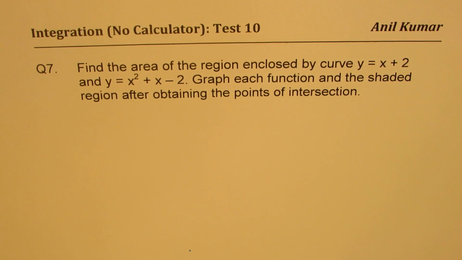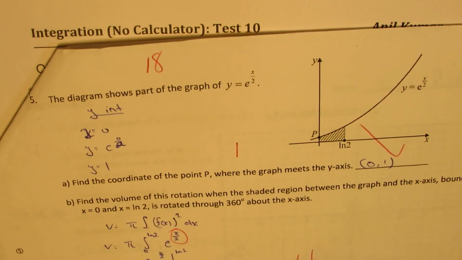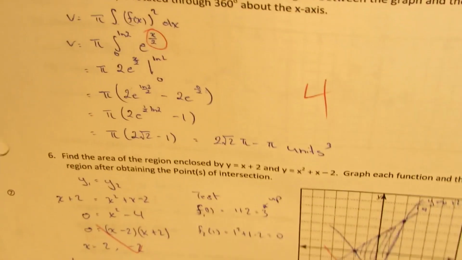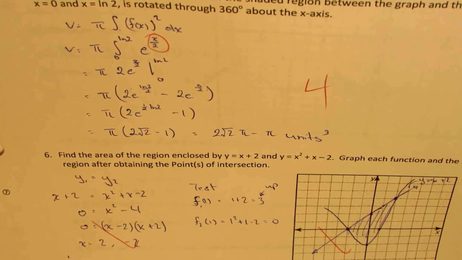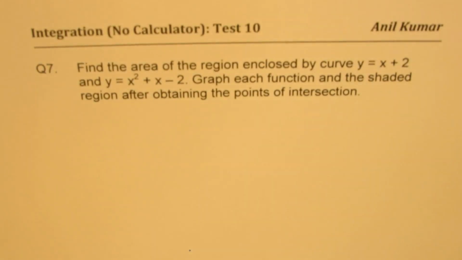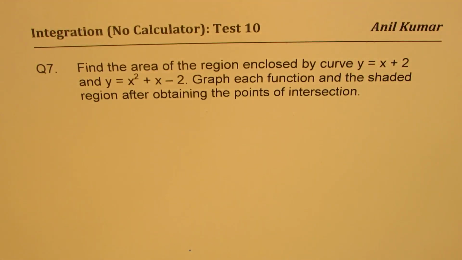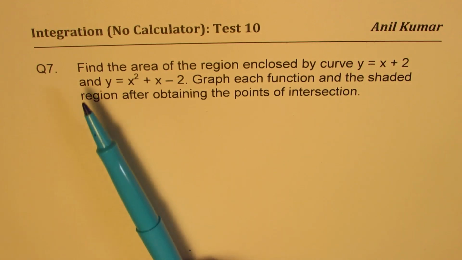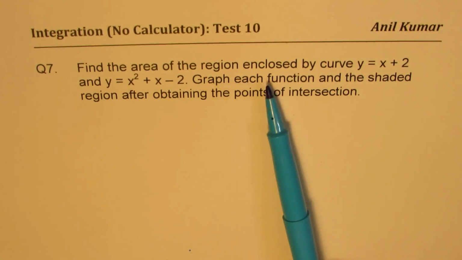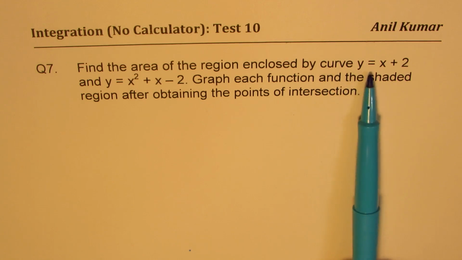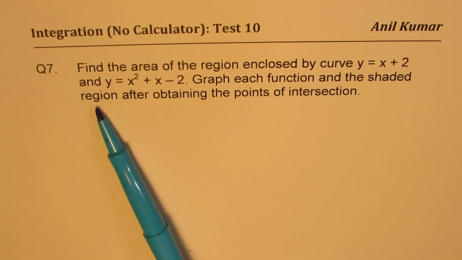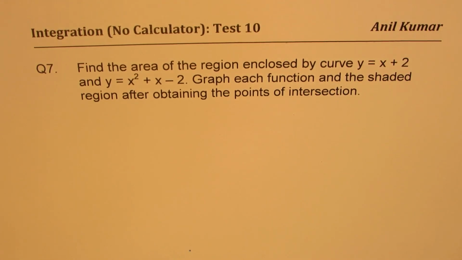Here is another excellent question from an IB test paper. So we'll do question number 6 in this test paper, which is going to be question number 7 for us. Find the area of the region enclosed by the curves y equals x plus 2 and y equals x square plus x minus 2.